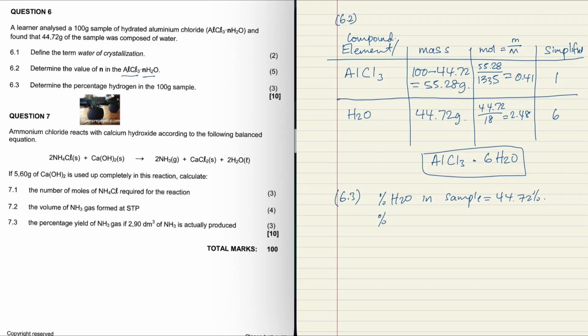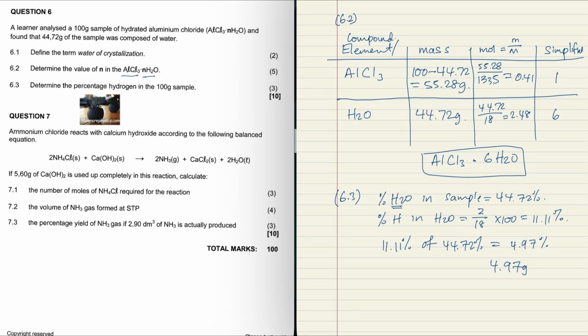But the percentage of hydrogen in H2O is equal to, now there's two hydrogens, each hydrogen is 1, so it's 2 out of 18 times 100, which is equal to 11.11%. So what we want to work out is 11.11% of the 44.72%. And that gives us 4.97%. And because the mass is 100, that's going to be 4.97 grams. That's one way of solving it.